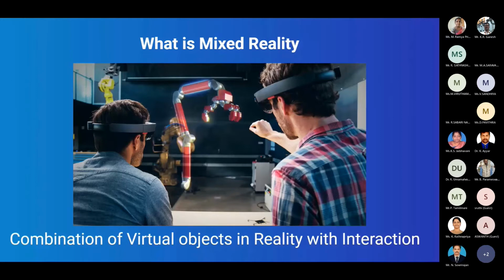Now, the next one is a very interesting topic, which is called mixed reality. It is a combination of virtual objects in reality, and we can interact with those objects. In AR, there are 3D objects where you interact through a screen. In VR, you cannot see the real world. You can only see the imaginary world, and you are interacting with those objects. When it comes to mixed reality, it is a combination of both. You have a 3D model or a 3D equipment in reality, and you interact with it using your hands.